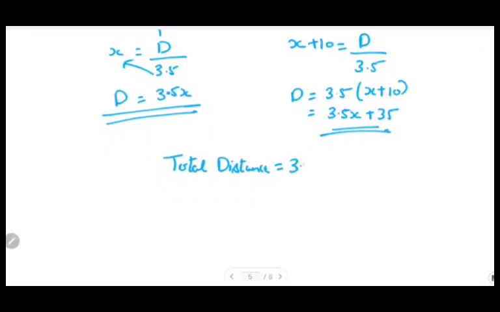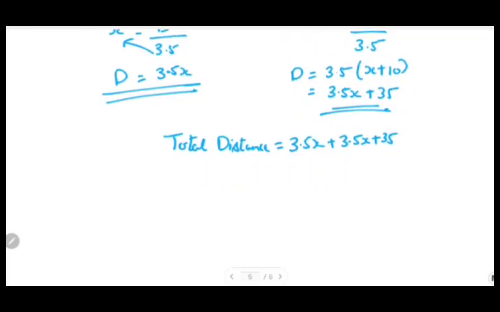This one has covered 3.5x and this one has covered 3.5x plus 35. Correct, children? Okay. And moreover, the distance is 500 minus those 45 kilometers apart. They have not reached each other; they are away from each other by 45 kilometers. So I'll have to subtract 45 because they have not covered it as yet.